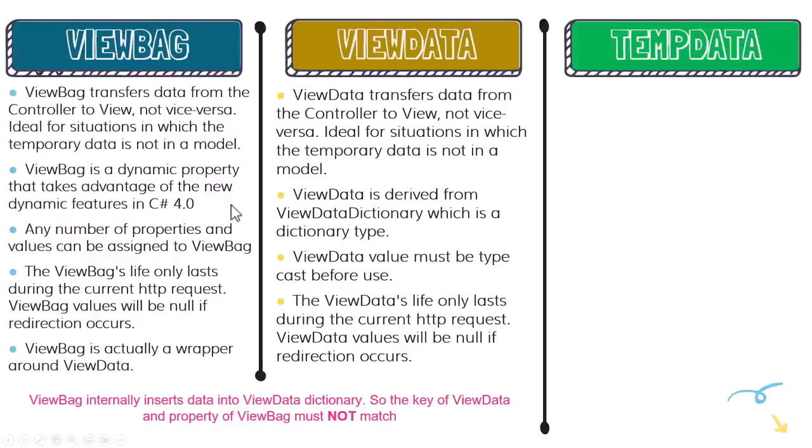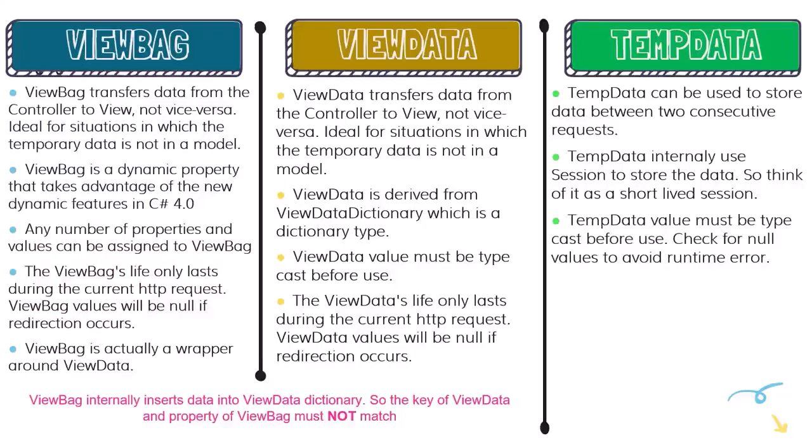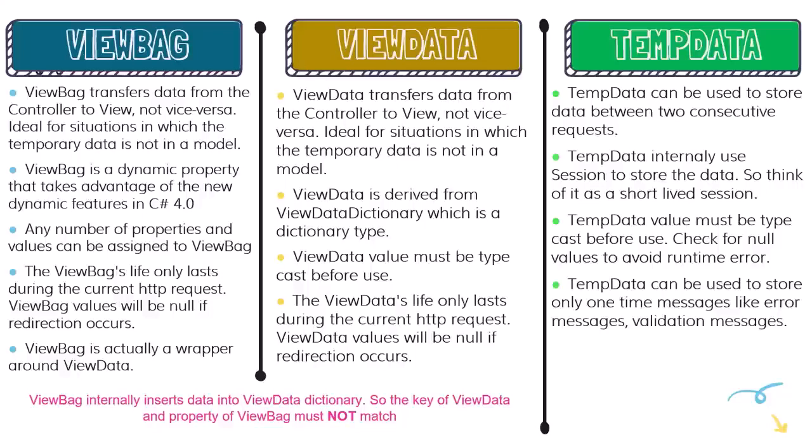Now before I wrap up this video, previously we have seen TempData, which is used to generate alerts, and TempData can be used to store data between two consecutive requests. TempData internally uses session to store the data, so think of it as a short-lived session which will only exist for one request. Now TempData value must also be typecast before use, so check for null values to avoid any runtime errors. Finally, as you already know, TempData can be used to store only one-time messages like error messages or validation messages, and if you refresh the page after that, it will go away. So that gives you a brief idea on all the differences between ViewBag, ViewData, and TempData.